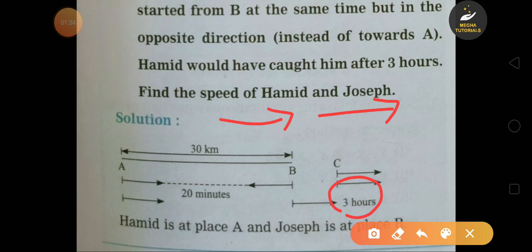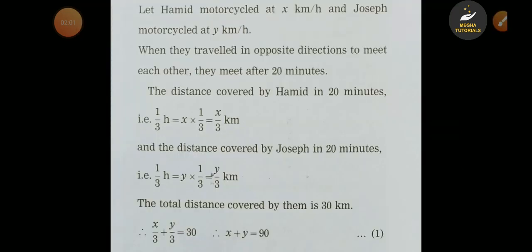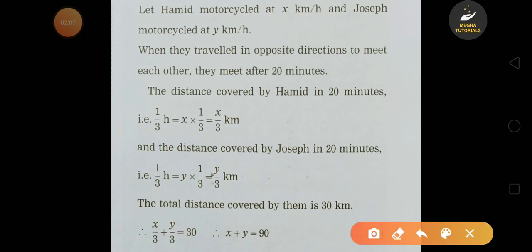So let's go to the solution. Let Hamid's motorcycle speed be x kilometer per hour and Joseph's motorcycle speed be y kilometer per hour. So this is their speed. Now when they travel in opposite direction to meet each other, they meet after 20 minutes. And the distance covered by Hamid in 20 minutes, which is 1 upon 3 hour, is equal to x into 1 upon 3, that is x upon 3 kilometer.